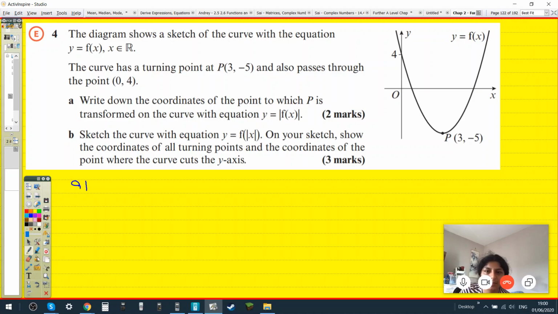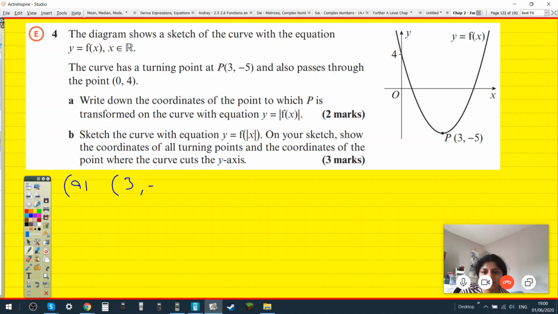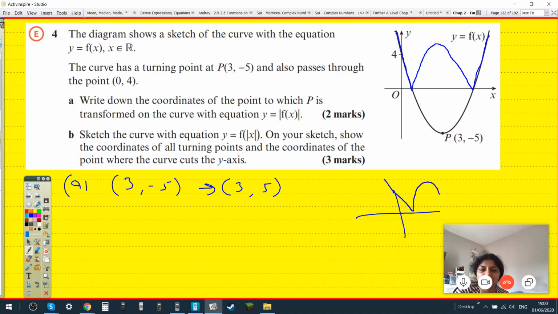So P would be 3, 5. And for that though, would it be? I'm confused as to how that would look. Positive part stays the same. Yeah. Okay. That's what I thought. Positive part stays the same. And so that is going to be something like that.